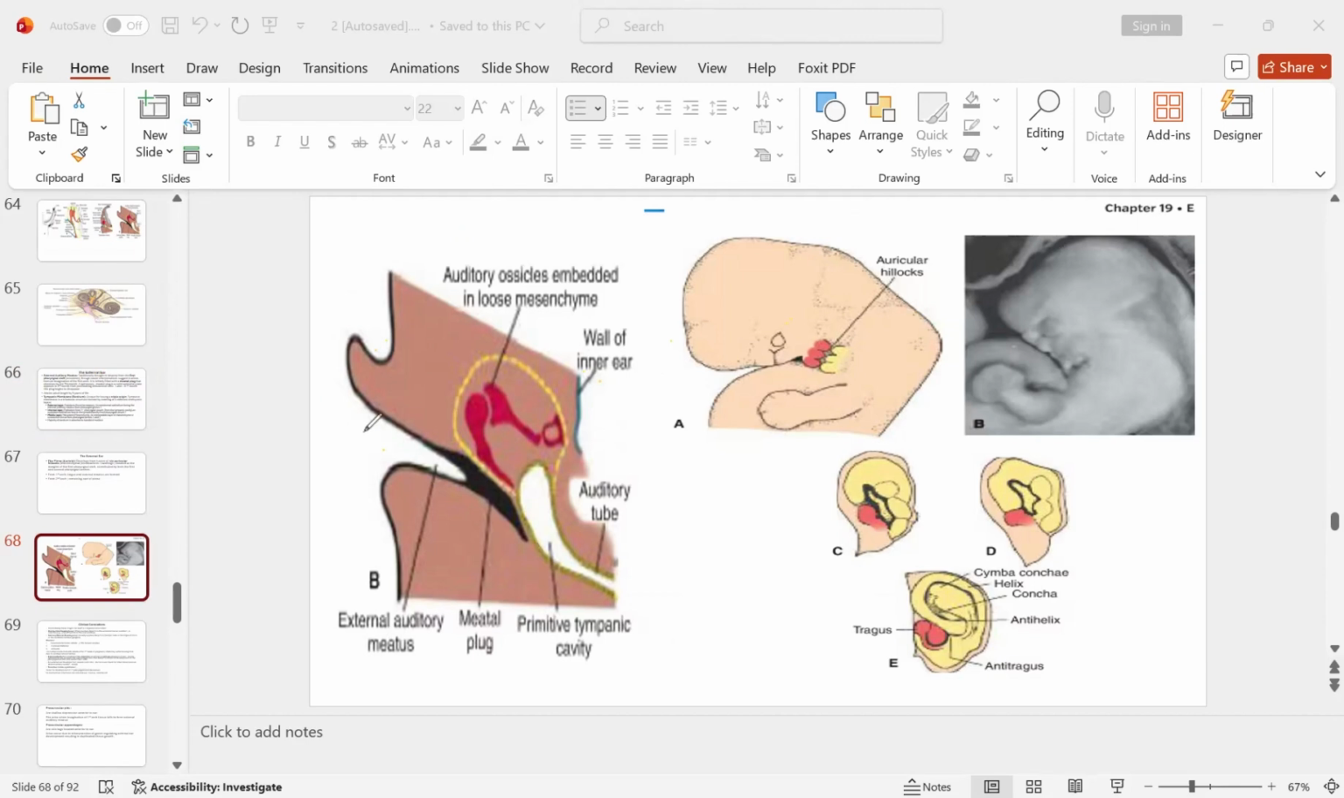So you can see in this diagram that this white area is the external auditory meatus, but it is filled with the meatal plug. This black area is the meatal plug, and that meatal plug dissolves completely by the seventh month. And now after the seventh month, the external auditory meatus is completely open.